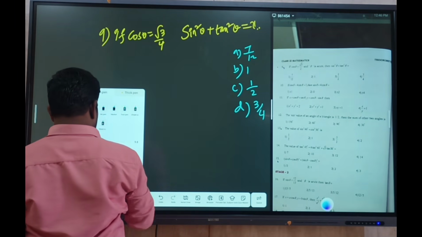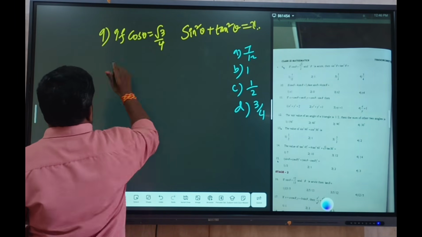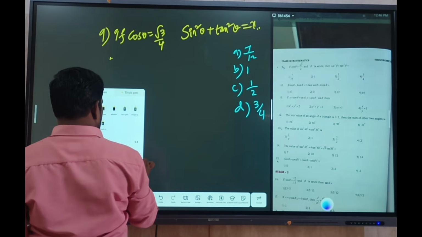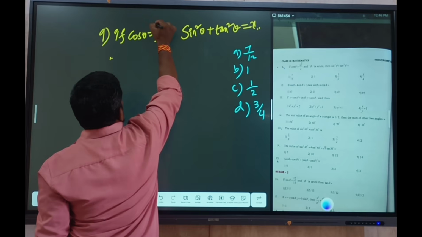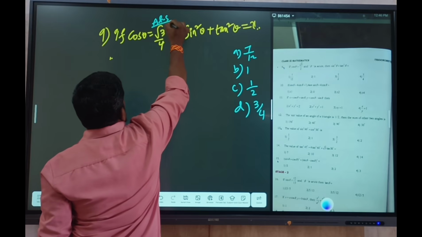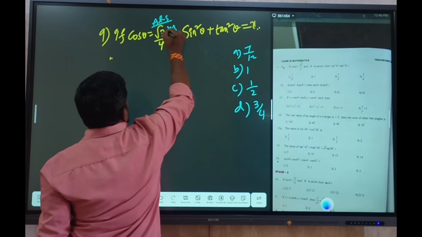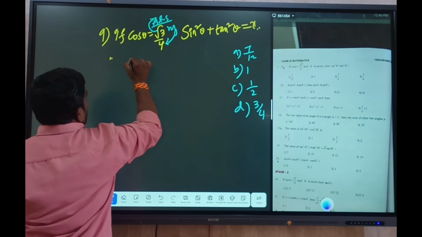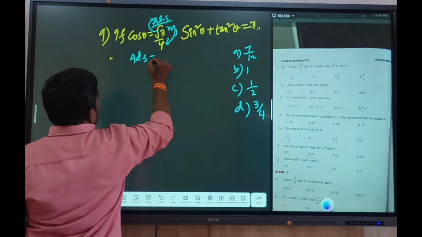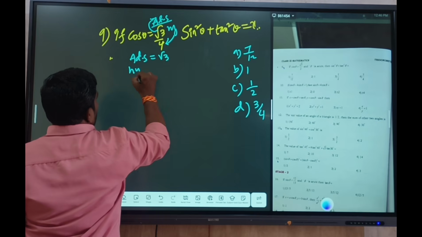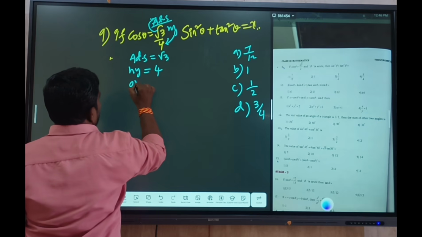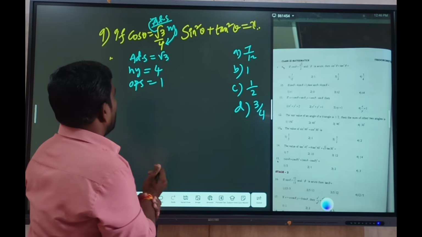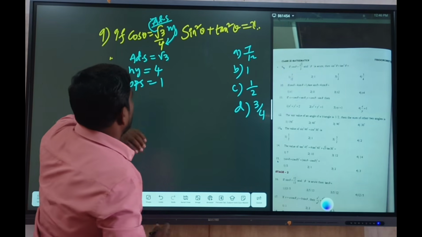So here, very important: the cos theta formula is adjacent side by hypotenuse. Adjacent is root 3, and hypotenuse is 4. The opposite side is directly 1, using the Pythagoras formula. Alright, so for sin square theta plus tan square theta.